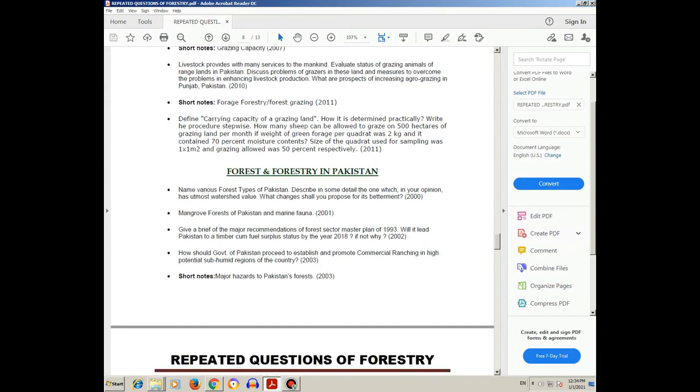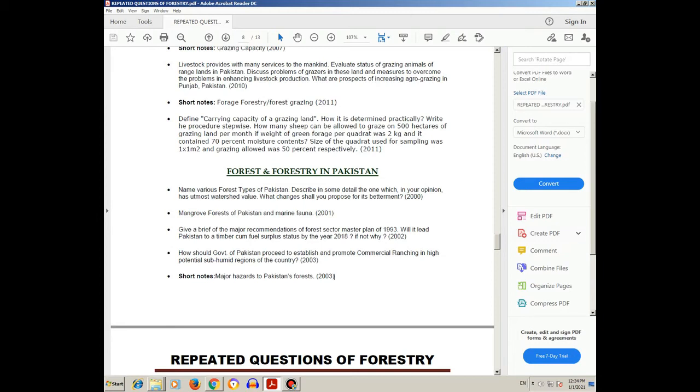2011 Forest or Forestry in Pakistan. Name various forest types of Pakistan. Describe in some detail the one which, in your opinion, has utmost watershed value. What changes shall you propose for its betterment? 2000 Mangrove forests of Pakistan and marine fauna.